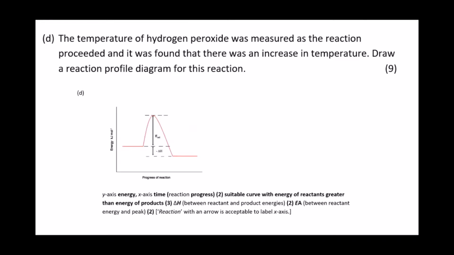So you have your X and Y axis, with energy on the Y axis, and time on the X axis, or progress of reaction. Either one of those two is fine. You have a suitable curve with the energy of the reactants greater than the energy of the products, and then you label your delta H and your EA like so. So 9 marks going there for 2, 3, 2, and 2. 2 for labeling, 3 for your graph, 2 for putting in your delta H, and 2 for putting in activation energy in some way, shape, or form.